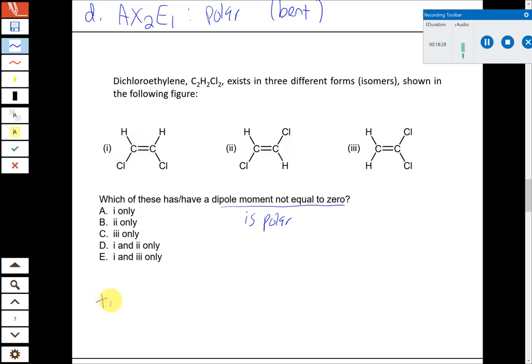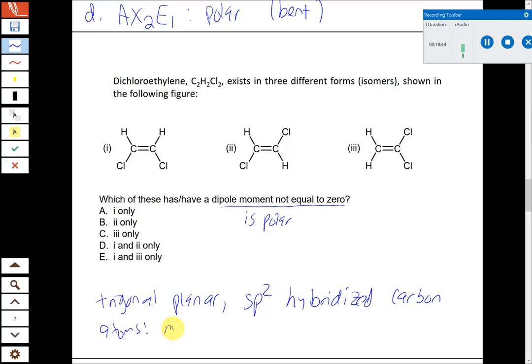So we're going to have trigonal planar sp2 hybridized carbon atoms. Now that's not terribly important, but what is important to realize that comes from this is that these molecules are all flat. So the molecules are all planar.